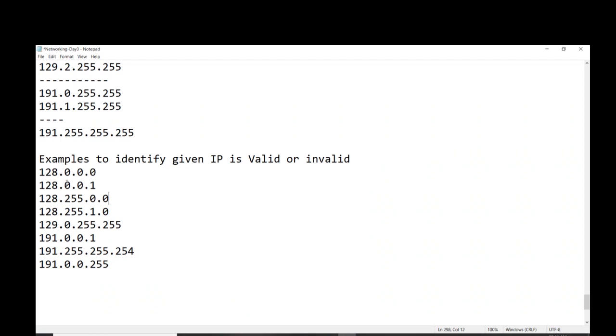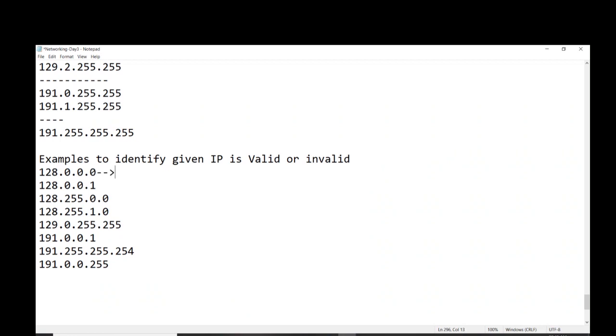Network, host, sir. When you consider it, first you have to check what is the network ID. Is it valid or not? It's valid. What is the host ID? Is it valid? No, sir. So it is an invalid IP. We can say the given IP is a valid IP only when it has a valid network ID and a valid host ID.